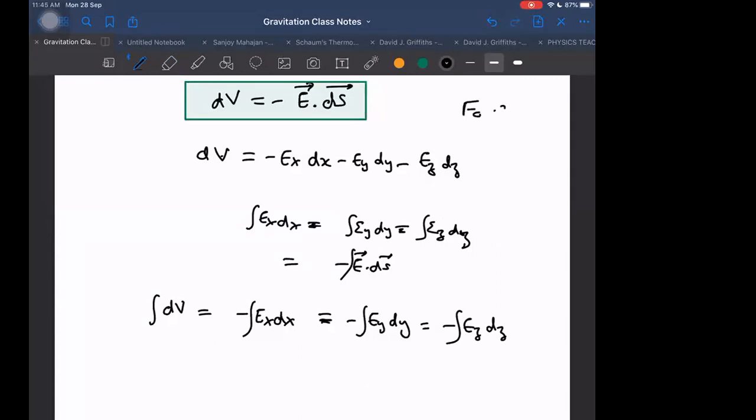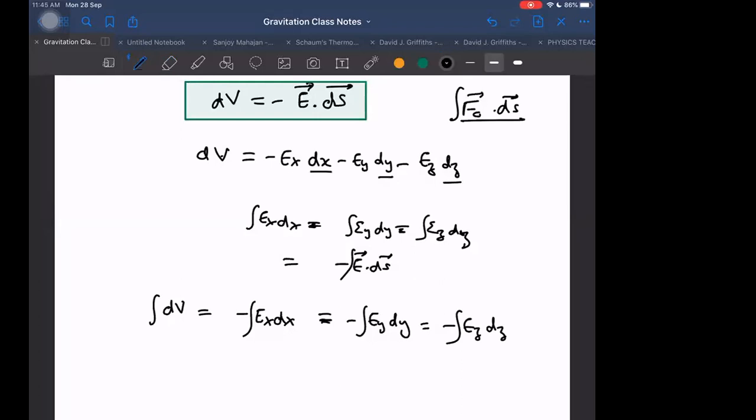and Fc dot ds is work done by a conservative force, and work done by a conservative force is independent of the path followed, whether I go along x or along y or along z. It will be independent of the path followed. You know that or not? Yes, sir.